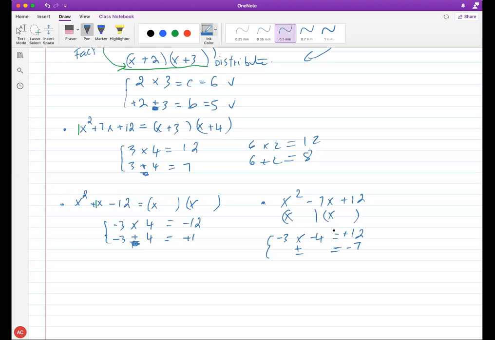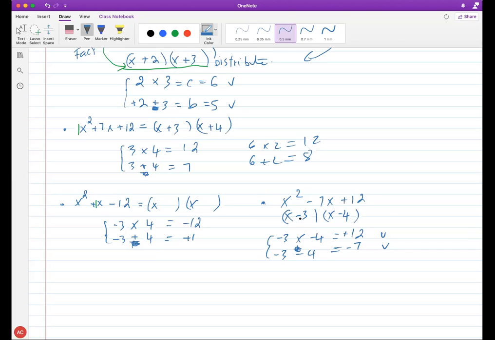-3 times -4 is positive 12, that's good. Use the same numbers again, don't change the signs. Yes, -3 minus 4 is in fact -7. So that works. Both numbers are negative. So -3 times -4 is positive 12, and -3 minus 4 is -7.